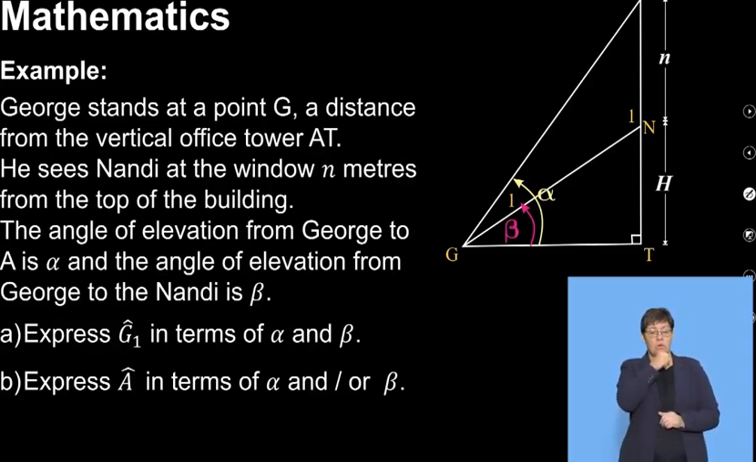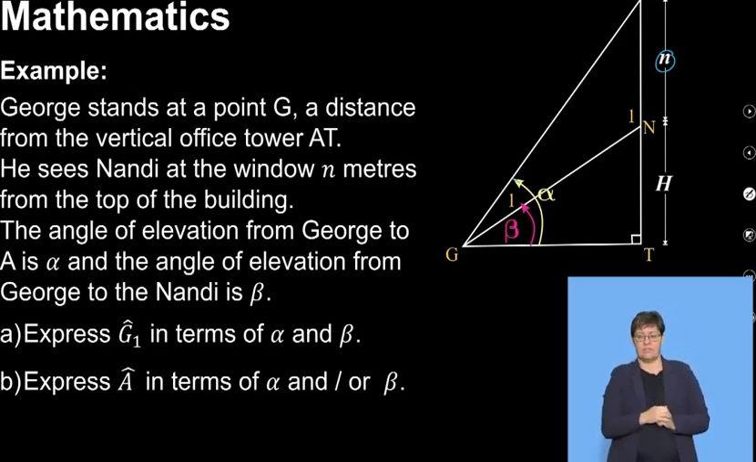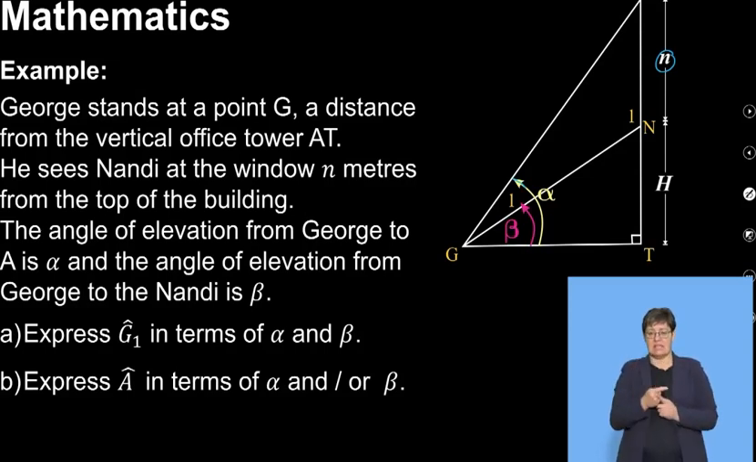Okay, so George stares at the point G, a distance from the vertical office tower AT, and he sees Nandi at the window at n meters from the top of the building, so that's that height. And the angle of elevation from George to A is alpha, so this big angle here is alpha. And the angle of elevation from George to Nandi is beta, which is that angle there. Okay, and they ask us to express G1 in terms of alpha and beta, and then they ask us to express A in terms of alpha and or beta.